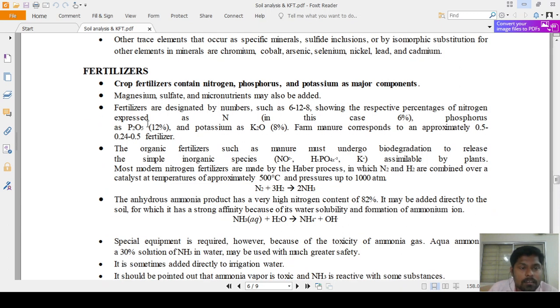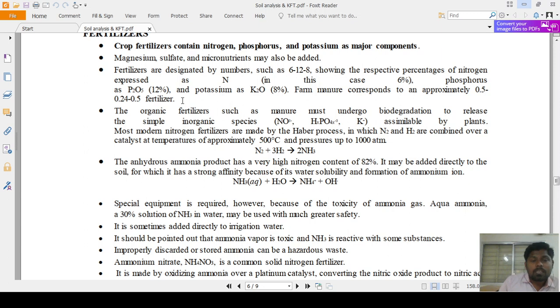Then the fertilizer. Crop fertilizers contain nitrogen, phosphorus and potassium as the major components. And with that, magnesium, sulfate and micronutrients are also added. Now, the composition of the fertilizer. Fertilizers are designated by numbers, for example 6-12-8. Now, what is 6-12-8? It shows the respective percentages: the percentage of nitrogen is 6, phosphorus as P2O5 is 12%, and potassium as K2O is 8%.